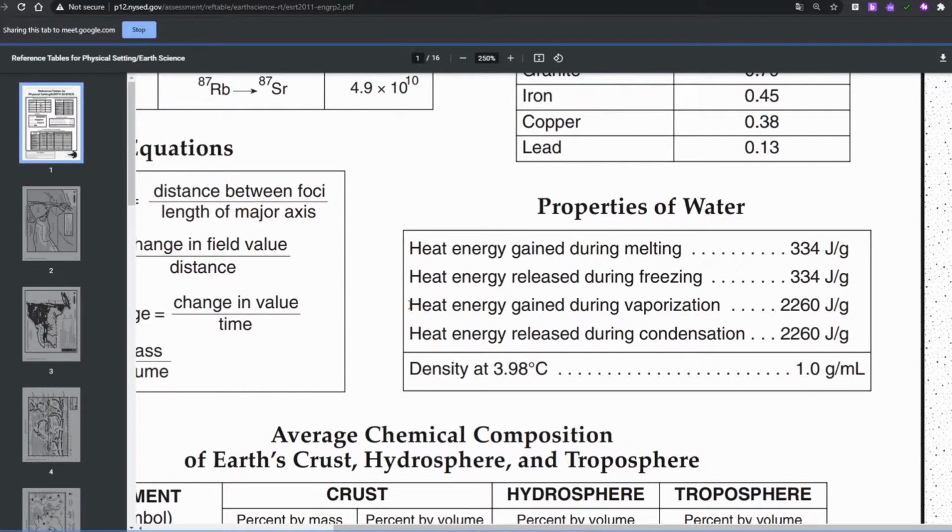you could see heat energy gained during vaporization. It's another word for boiling, essentially, or evaporation. Same deal. 2,260 joules per gram. Now, a joule is a measurement of energy, and a gram is a measurement of mass. So for each gram that the water weighs, you need a certain amount of energy put into it to evaporate it. But we already knew this, right?